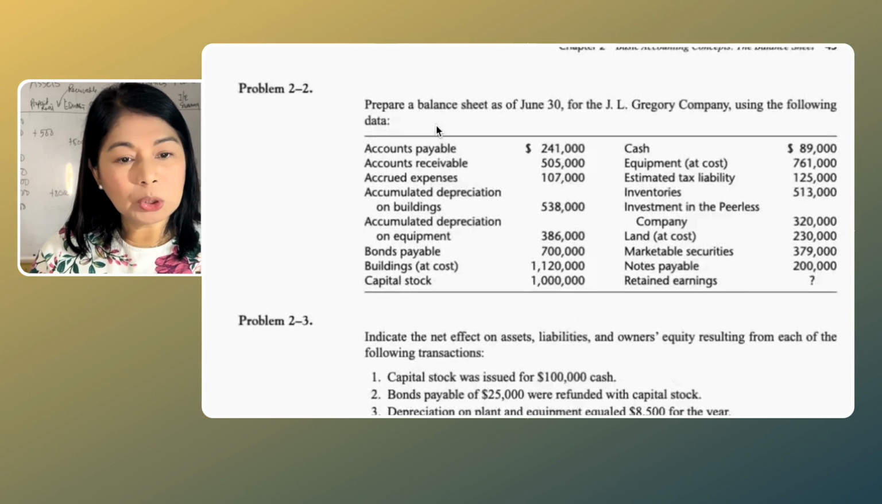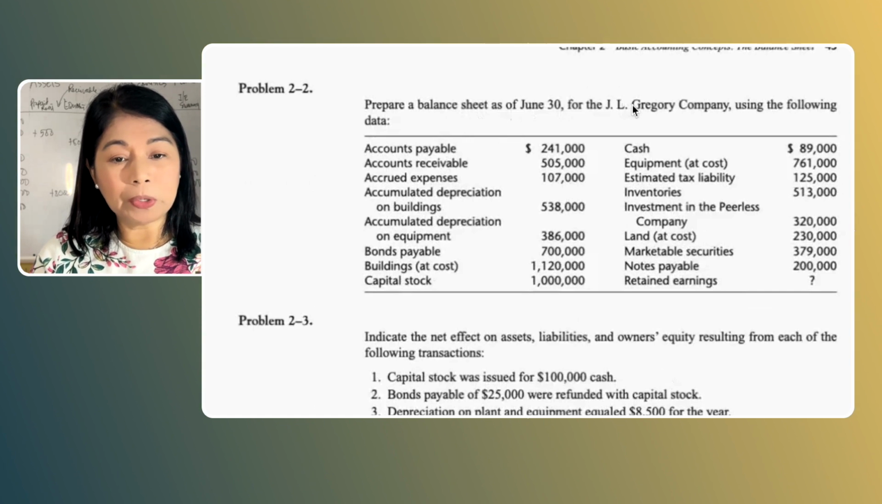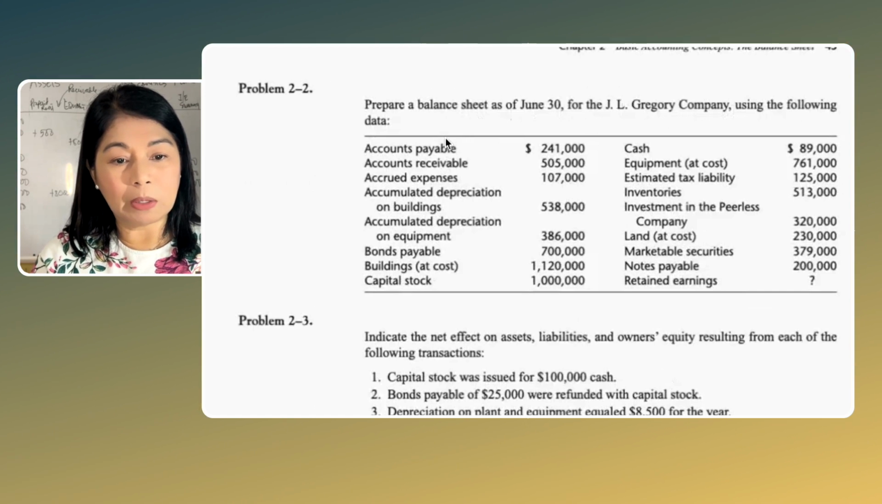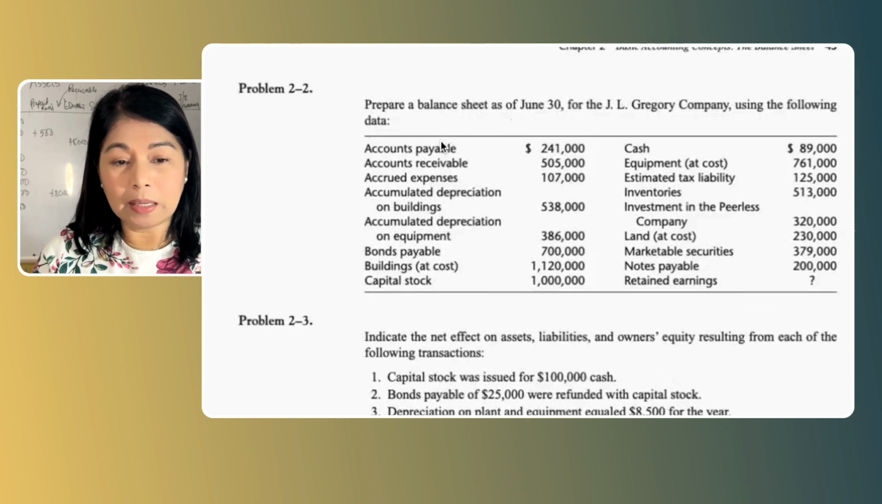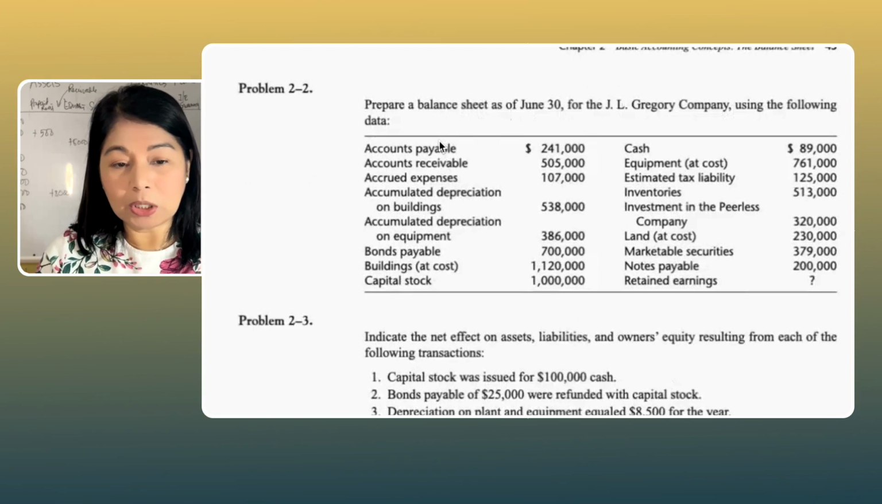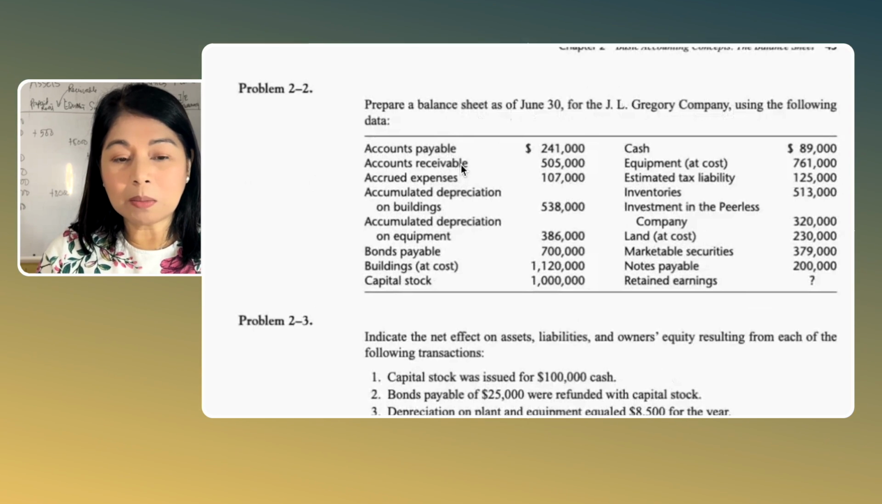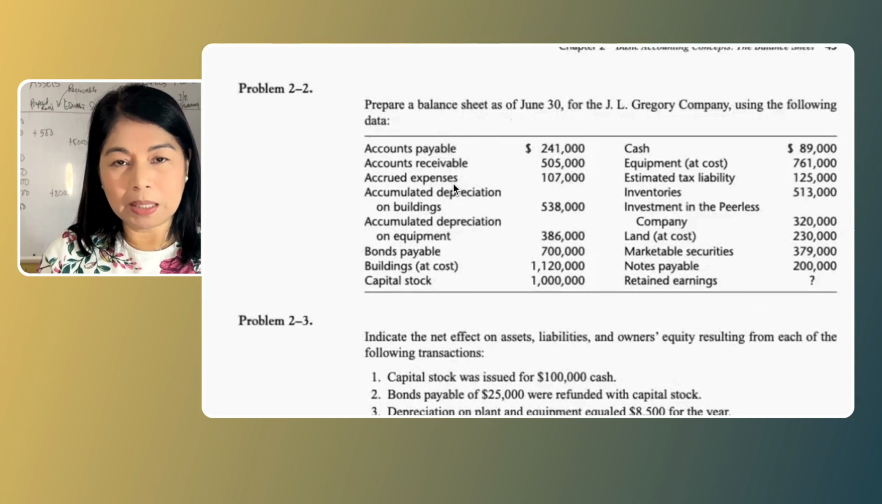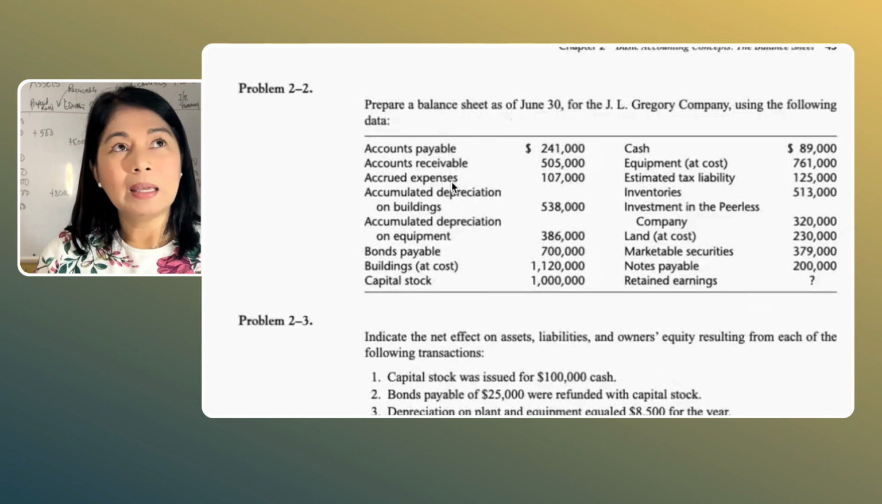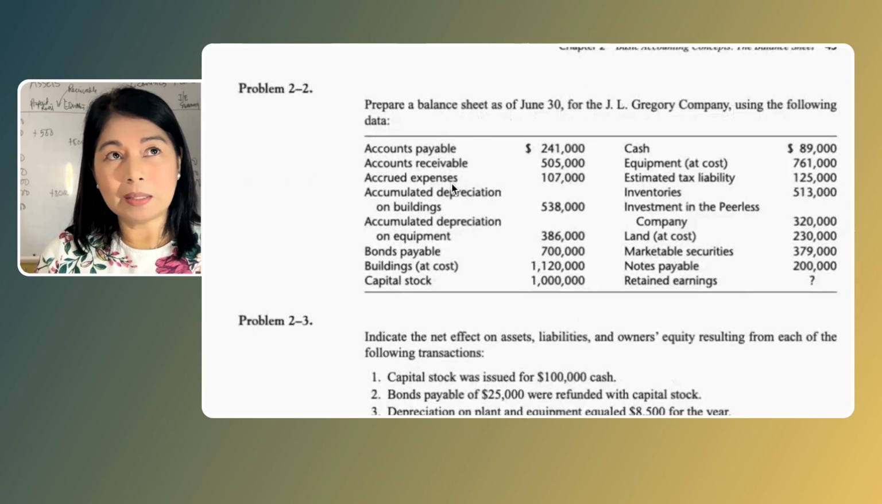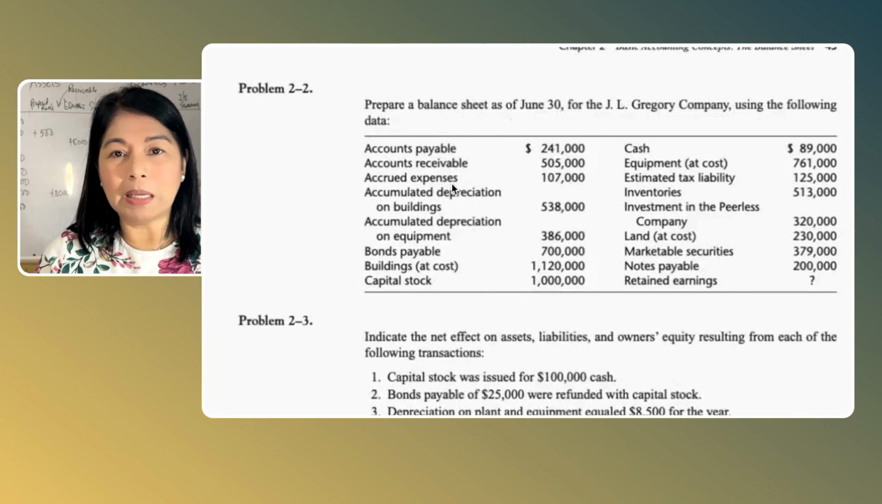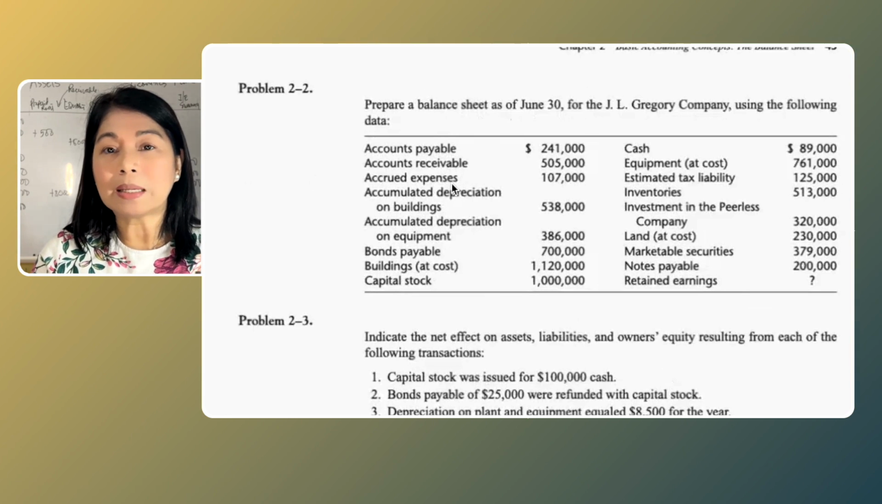So in 2-2, prepare a balance sheet as of June 30 for the Gregory Company using the following data. I'll just tell you the new things, so let's look into the accounts. Accounts payable is a liability. Accounts receivable is an asset. Accrued expenses, what do you think of that? It might seem like expenses already, but it is accrued, meaning it's still a payable. So it is a liability.